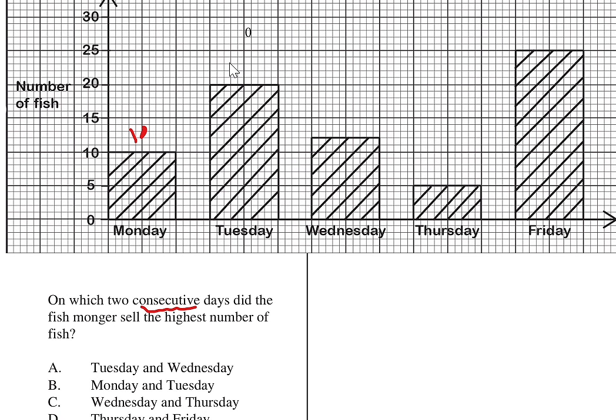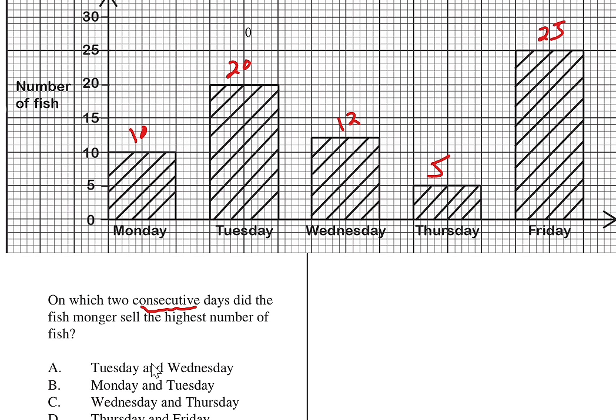Tuesday aliuza 20. Wednesday aliuza ngapi? Iko kwa 1 2 3 4 5. So Wednesday aliuza 12. Thursday aliuza 5. You can see the height is 5. Friday akauza the highest, 25.